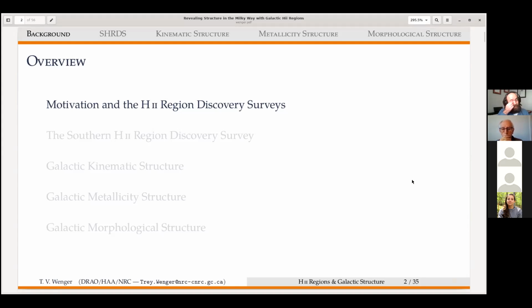So today I'm going to talk a lot about my research. I'll give a little bit of motivation and background, and then I'm going to talk about 4 different projects. One is a search for new H2 regions in the southern sky, and then 3 science projects that I'm interested in using these H2 regions.